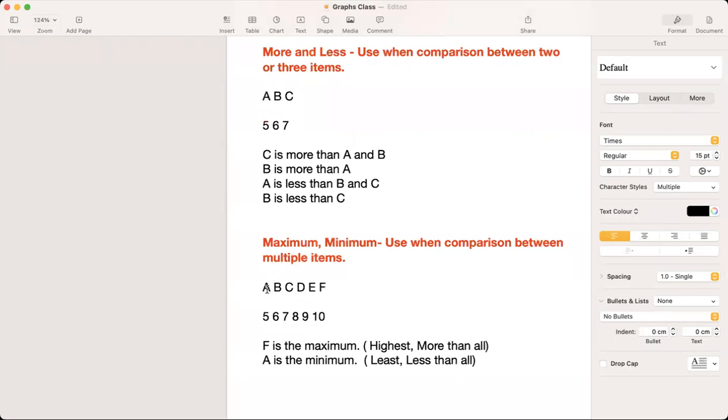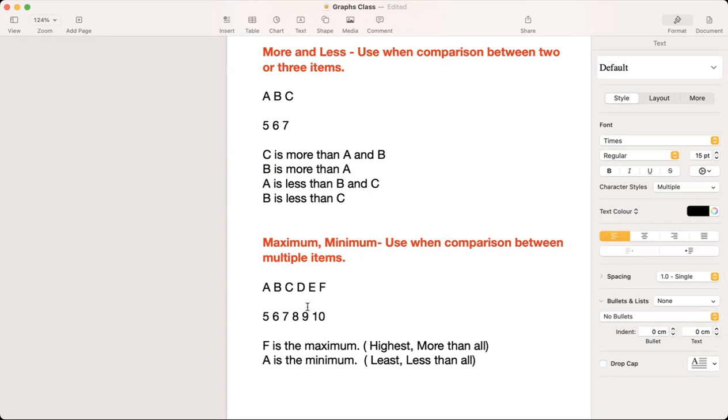Now let's imagine we have 6 things. We don't have 3 things, we have 5-6 things. For example, we have A, B, C, D, E, F, and F is scoring 10. So we'll write F is maximum, A is the minimum. Maximum means more than everyone. More than everyone. A is the minimum.